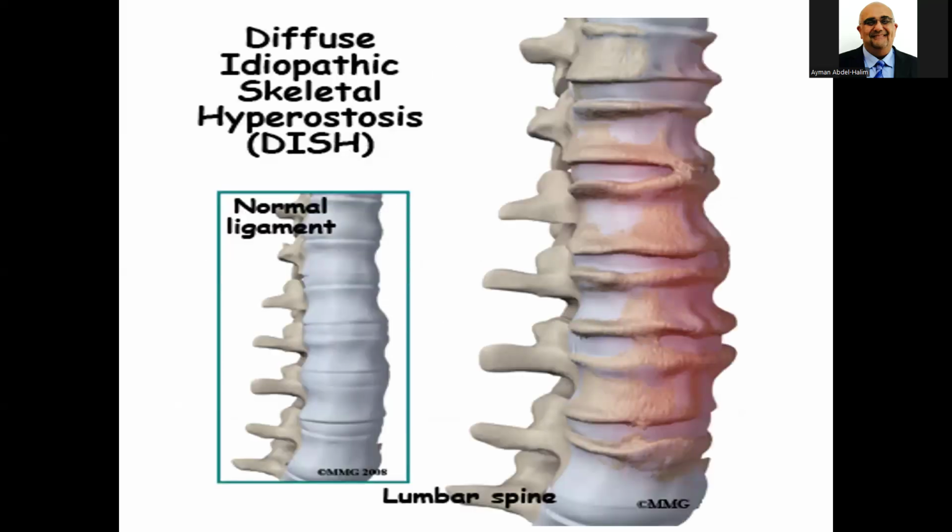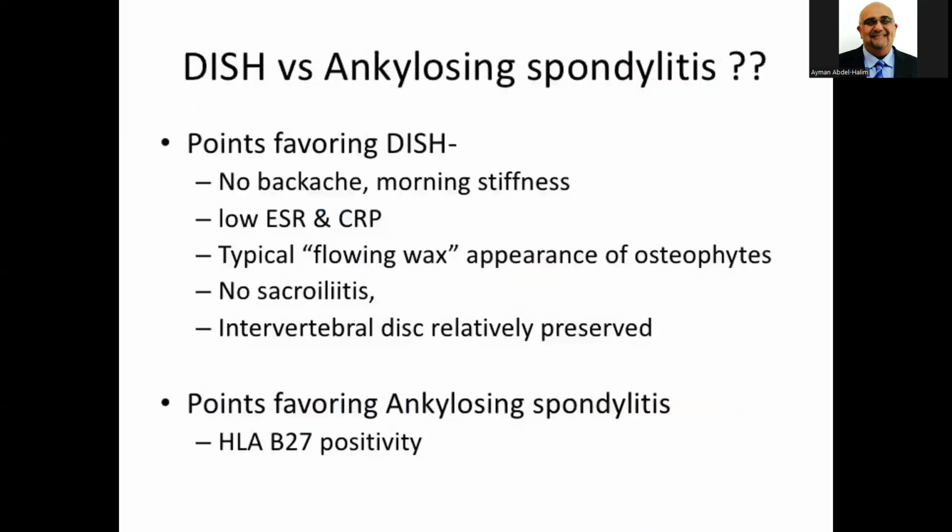Okay, so this is how it looks. Diffuse idiopathic skeletal hyperostosis, DISH. It can confuse you with ankylosing spondylitis, at least from a radiological point of view. Points favoring DISH are no backache, no morning stiffness, low ESR and CRP, because this is not an inflammatory process like ankylosing spondylitis, which is a rheumatologic disease where these rheumatologic markers are basically high.